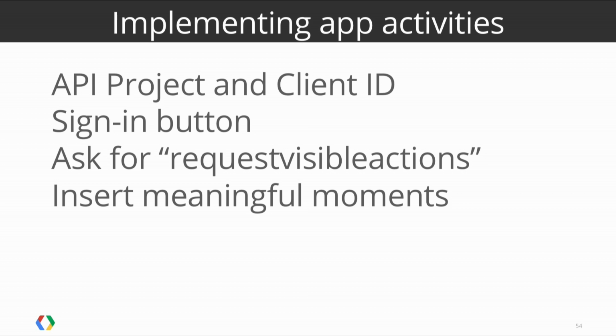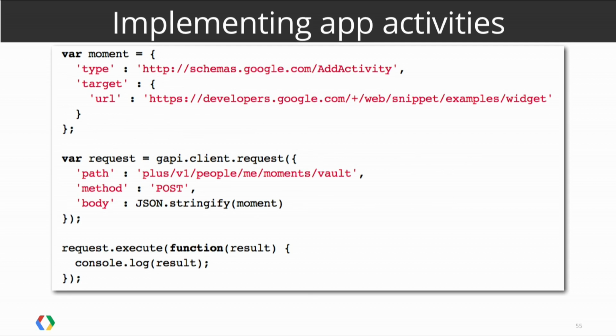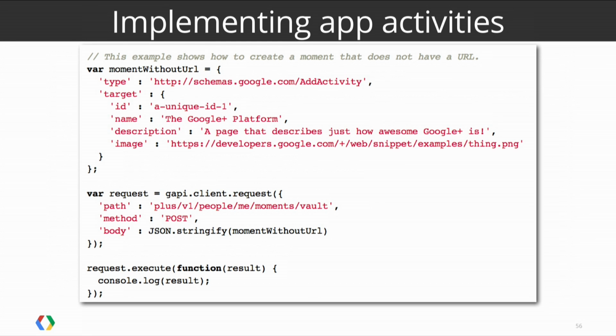It's important that the moments you're inserting are meaningful. So here's some examples. This is a really simple one that's actually on our site. We maintain a URL with an example of a review of a widget, and you can write an add activity. As you can see, it's a type, a target, a URL. It's very simple. And then just basically write that as JSON to Google. And of course, we also support URL-less versions of this, where all of the information you would ordinarily have specified is put into that object and sent to us.